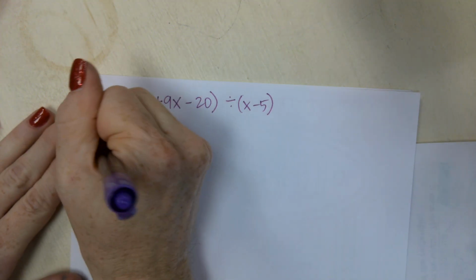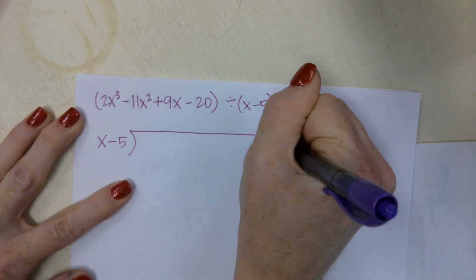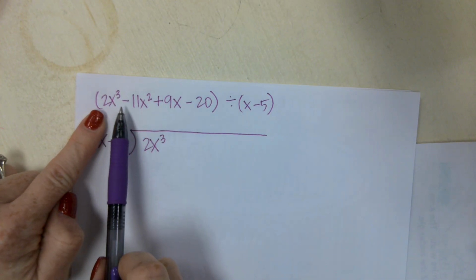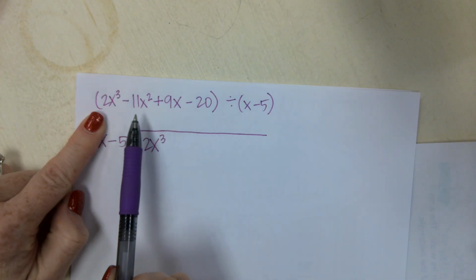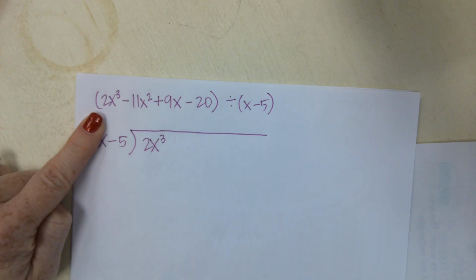Okay, so I'm going to get this set up. I've got the x minus 5 on the outside. And I want you to see I am checking to make sure my powers are in order and that I have something in every position.